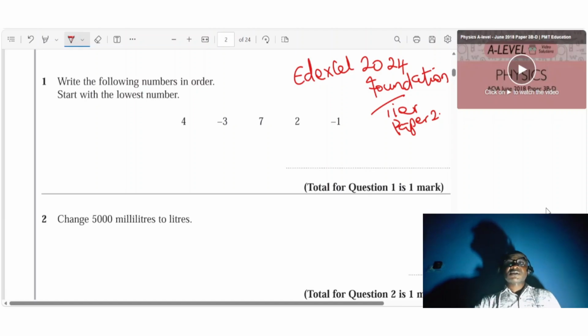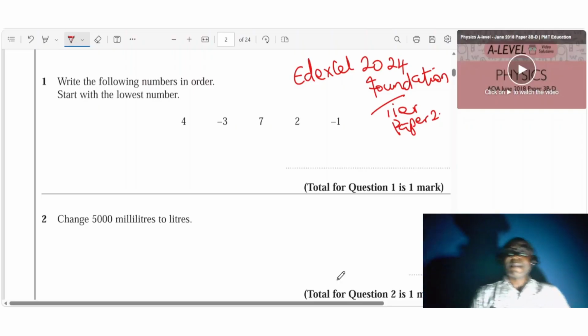Am I allowed to use a calculator? Yes, you can use a calculator. Paper 2 is calculator. Paper 3 is calculator. Only paper 1 is non-calculator. Okay.